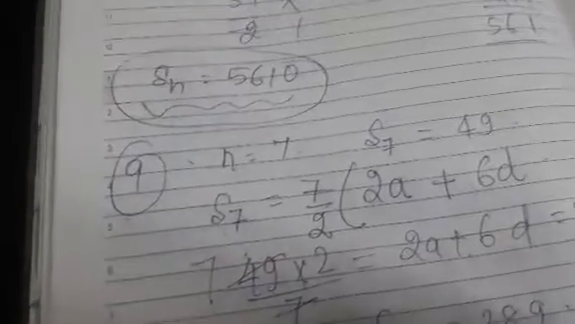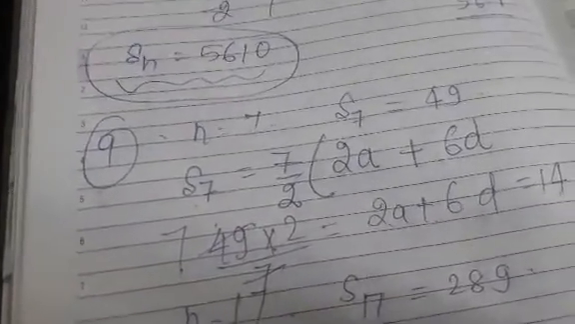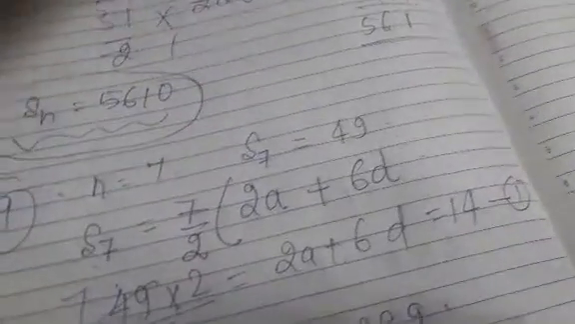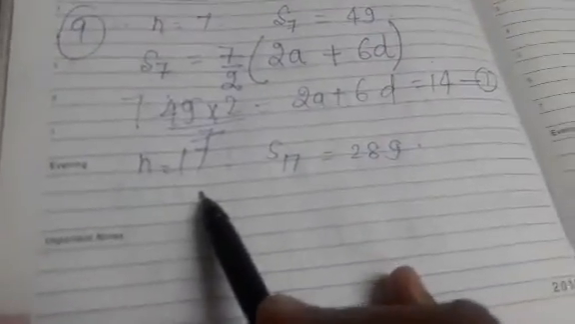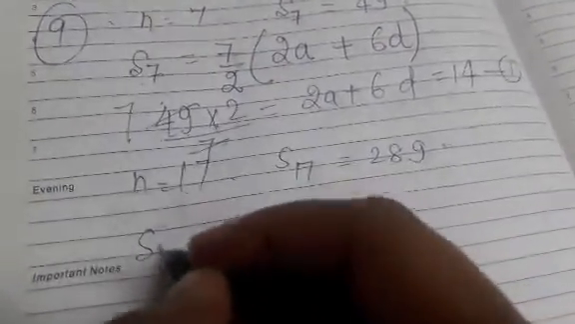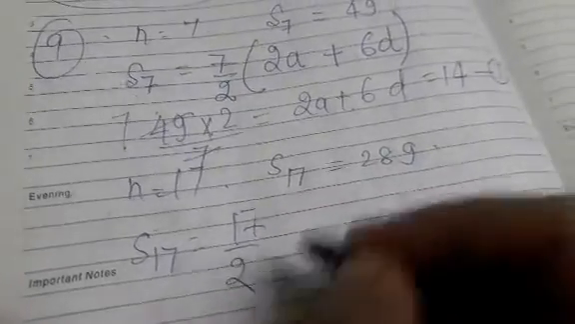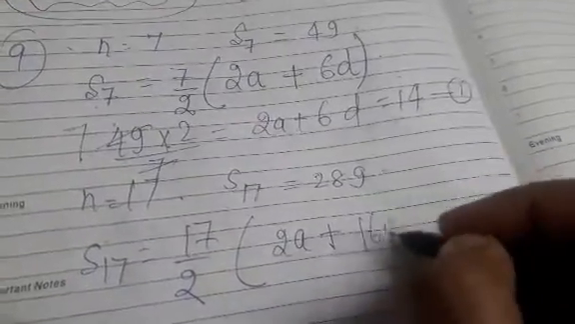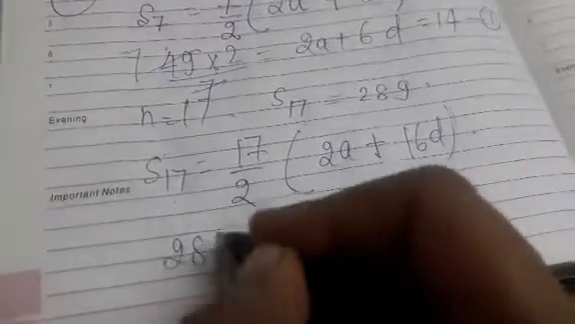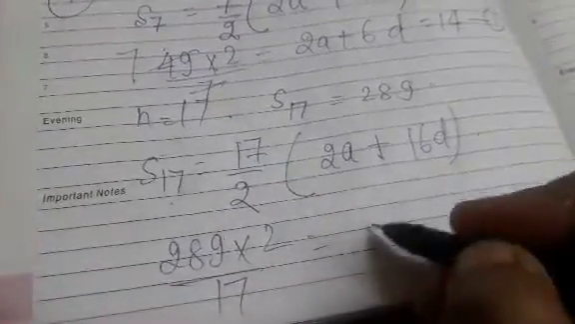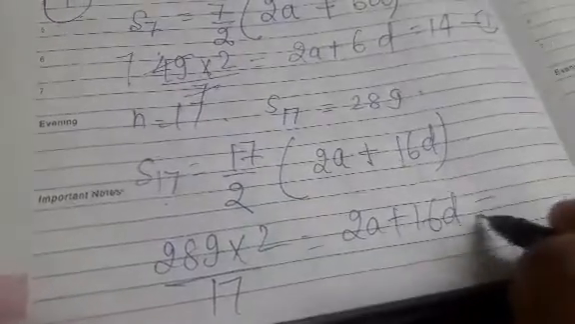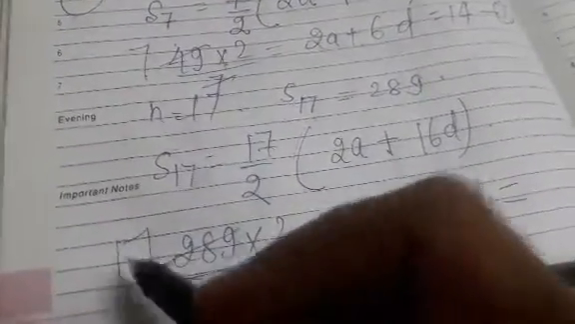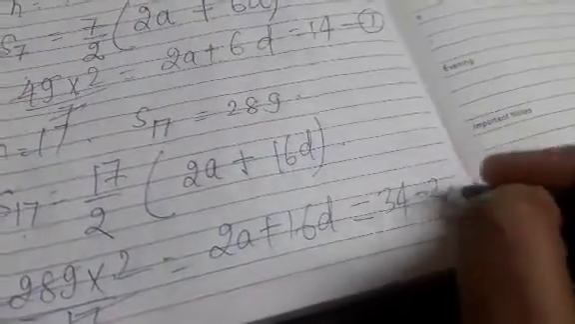Children, is this clear to you? N is 7, S7 is 49, S7 is equal to 7 by 2, 2a plus 6d. You know how I got 6d? Because it is equal to n minus 1 d. Coming to this part, we have S17 is equal to 17 by 2 into 2a plus 17 minus 1 will be 16d, right? S17 is 289 into 2 by 17, which will give you 2a plus 16d is equal to 17 17s are 289, 17 2s are 34. So this is equation number 2.